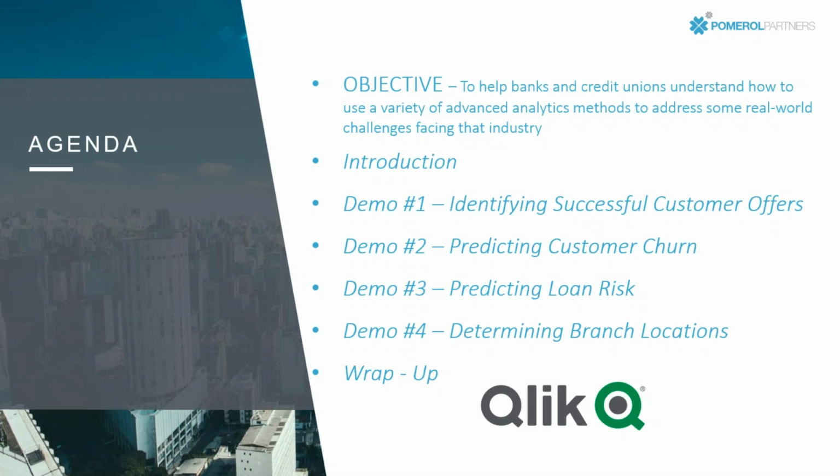And then the fourth, we're going to do some geospatial analysis with Click to identify optimal branch locations, so that you can see where might be the best place to put a new branch location or where to move a branch location. Okay, you can move on.